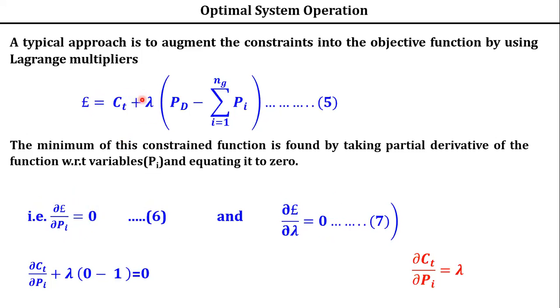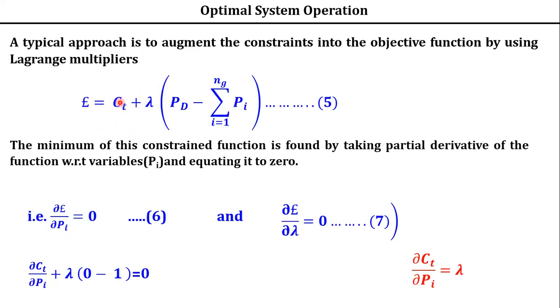Now taking the partial derivative of this equation with respect to PI, what are you going to get here? Because CT is the total production cost. So what does total production cost mean? How are we going to get this? Total production cost is equal to, you know that one, isn't it?